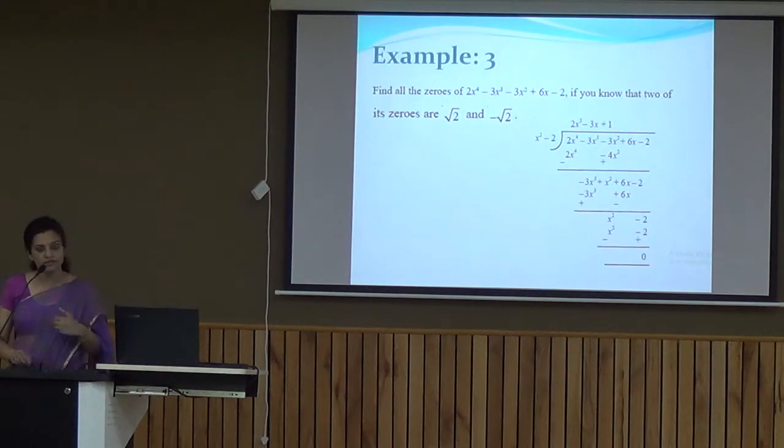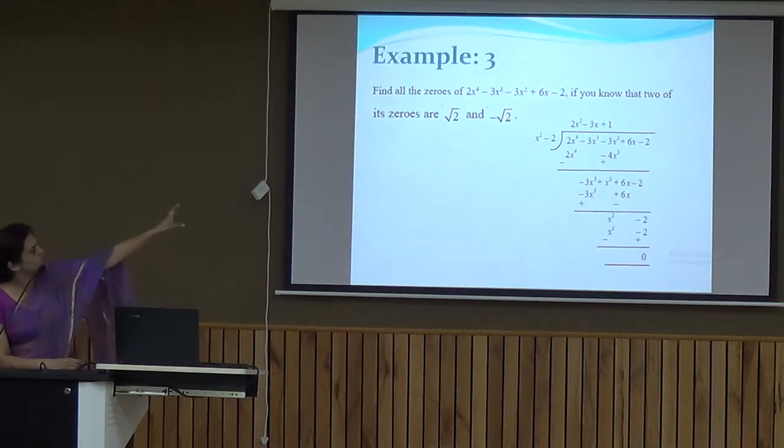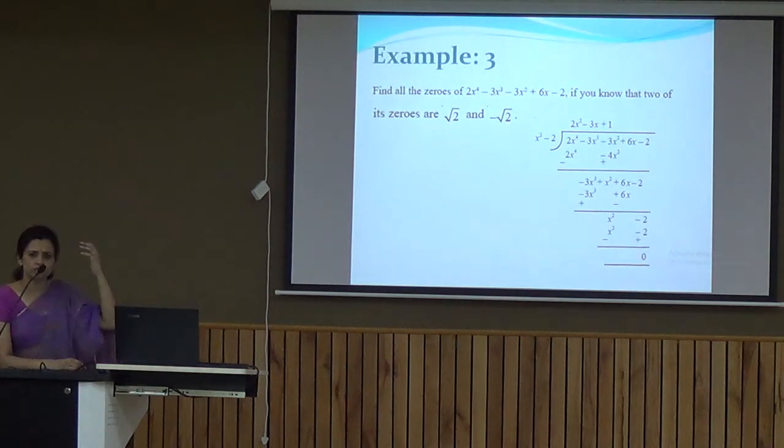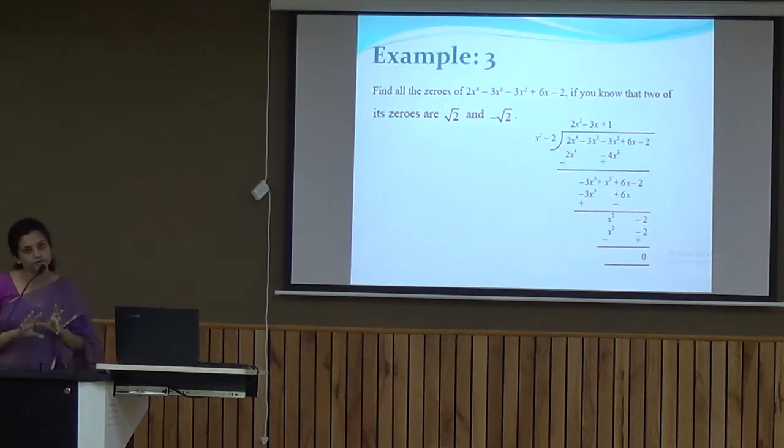So what is the course of action? I first divide this entire big polynomial by x minus root 2. I get something. Then I divide it by x plus root 2 and I get something. Right? And then I'll see what to do with the other things. That's the usual course that we follow.